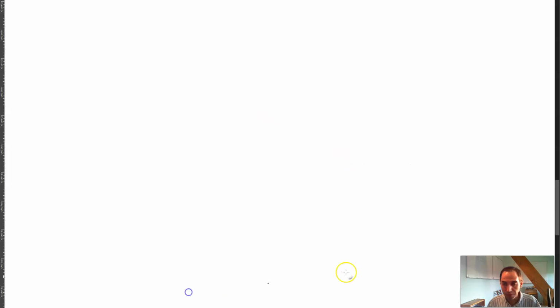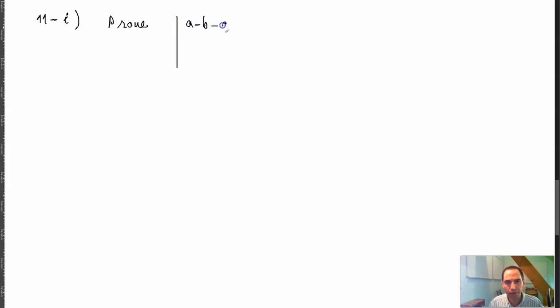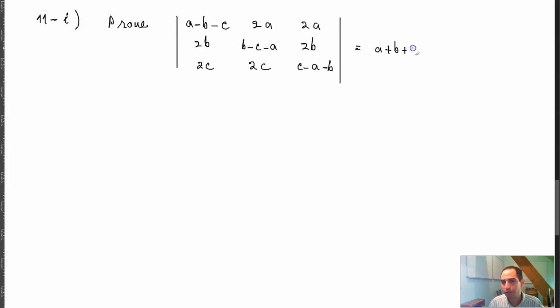Now question number 11. Question number 11 again has two parts. In 11 part 1, you want to prove that this determinant, with rows A minus B minus C, 2A, 2A; 2B, B minus C minus A, 2B; 2C, 2C, C minus A minus B, is equal to A plus B plus C whole cube.